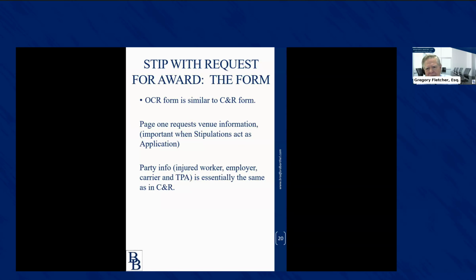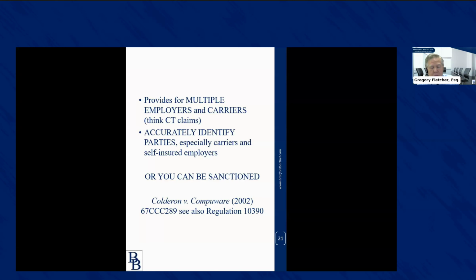Essentially the same as in a compromise and release. Case information is also similar. Pay very special attention to description of the injured body parts. We'll get into that a little bit later. The form provides for multiple employers and carriers. For example, if you have a long CT, you might have multiple parties involved.